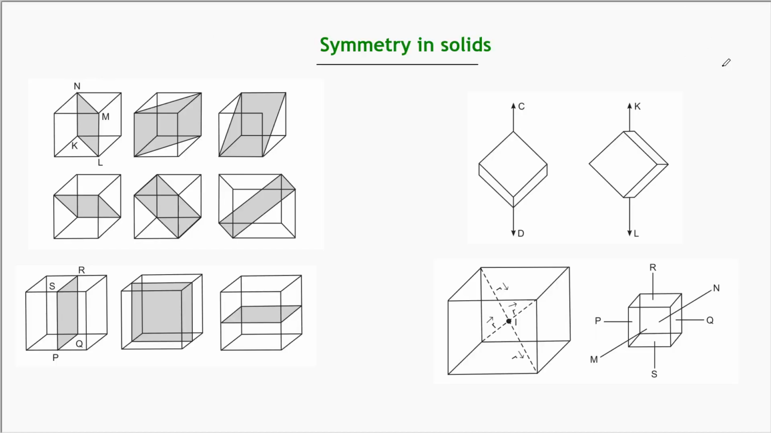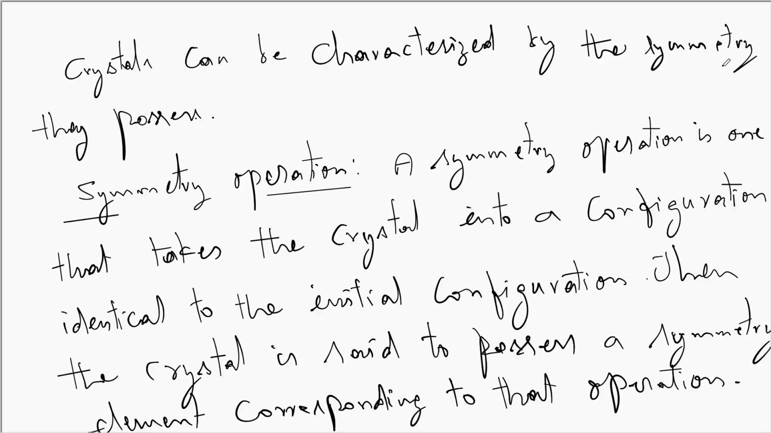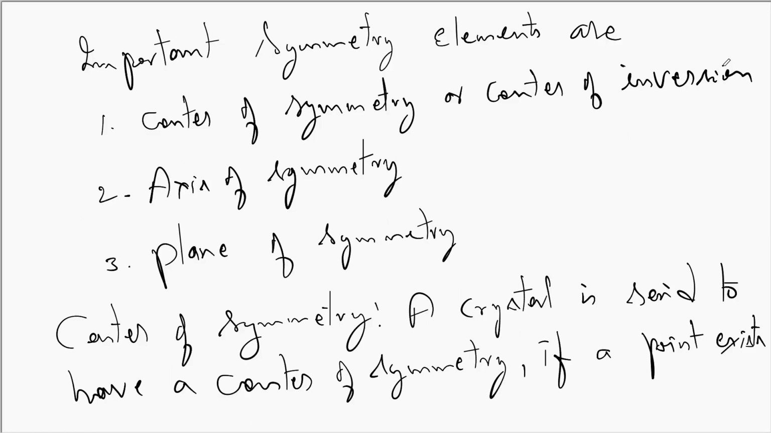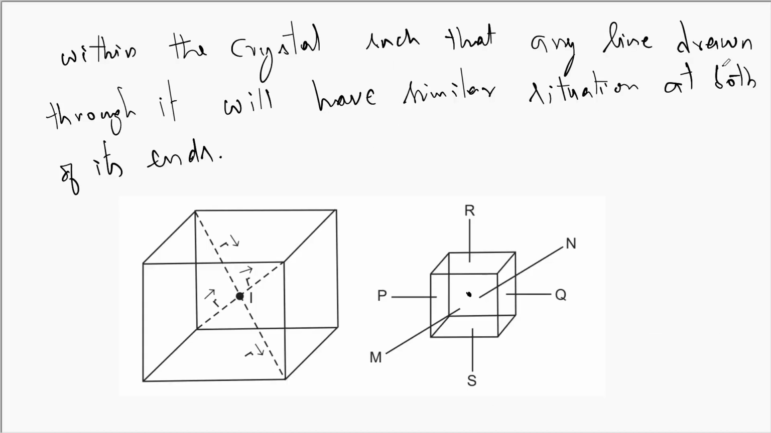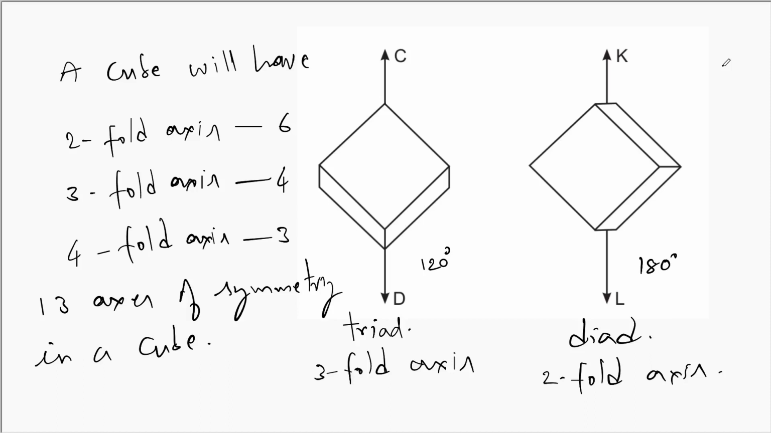In this video, we have started by understanding the crystal structure. We have said that lattice plus basis is equal to crystal structure. We have seen what is a lattice, what is a basis, and what is a symmetry operation. We have seen the three important symmetry elements: center of symmetry, axis of symmetry, plane of symmetry. We have seen center of symmetry with an example. We have said one can also have dyad, triad, tetrad and hexad axes of symmetry. We have said 13 axes of symmetry are possible in a cube.